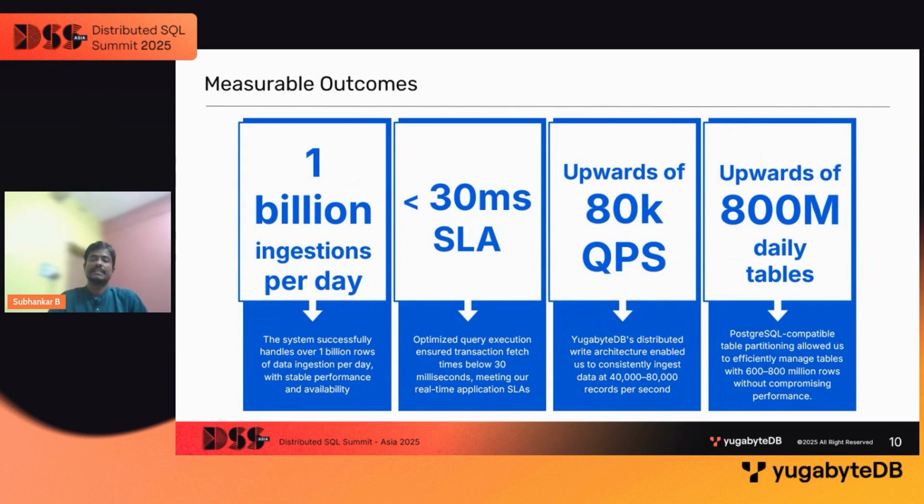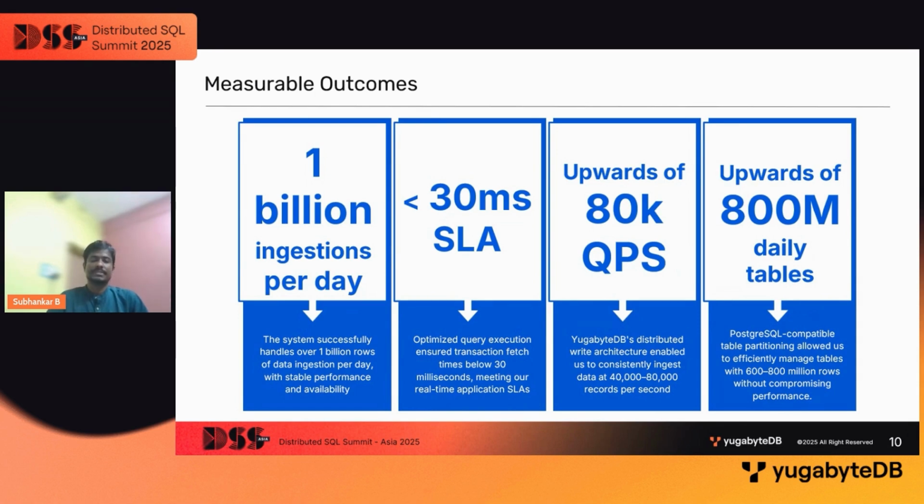Currently, it ingests 600 to 800 million rows every single day for a single channel. Average peak TPS reached 40,000 to 80,000 records per second. Read queries with primary keys were within the SLAs, between 0 and 30 milliseconds. And in this current infrastructure, we were able to ingest 1 billion records per day.